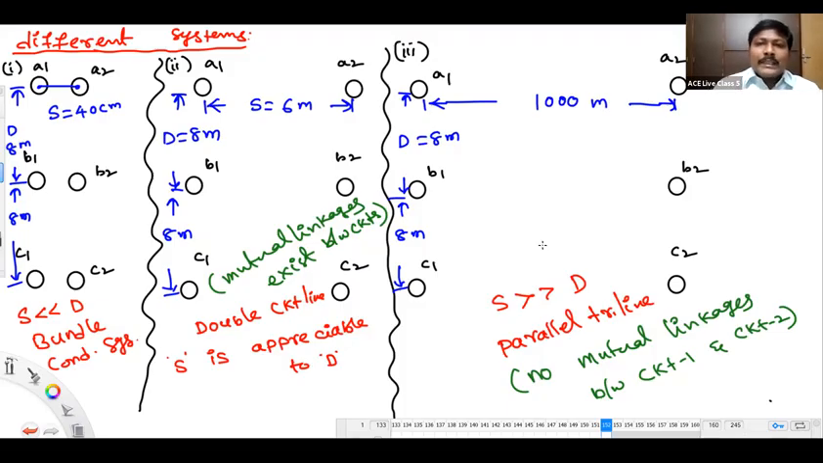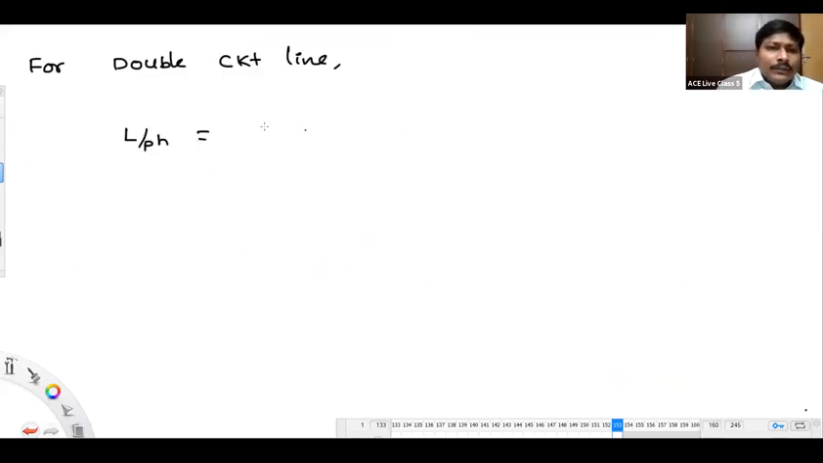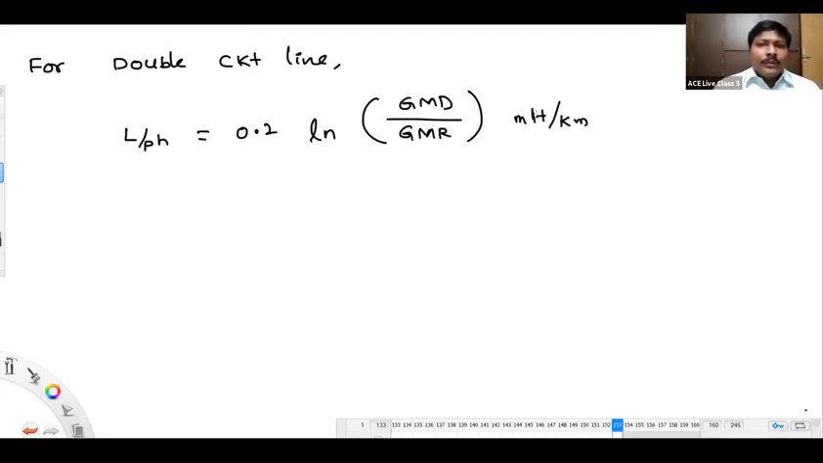So let's move to the inductance per phase formula for a double circuit line. Exclusively, we are talking about double circuit lines. The inductance per phase formula is the same as the earlier one: 0.2 ln of GMD by GMR, in terms of millihenry per kilometer.